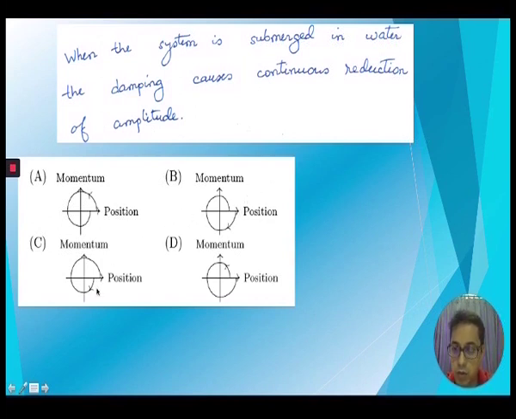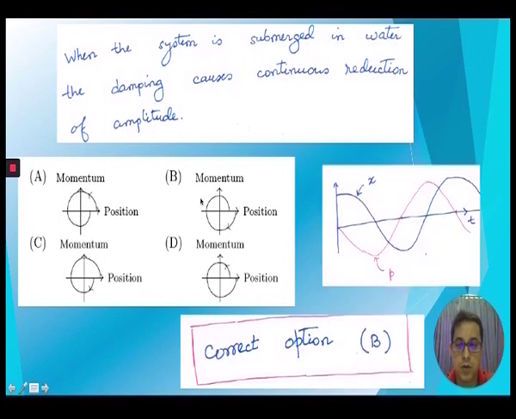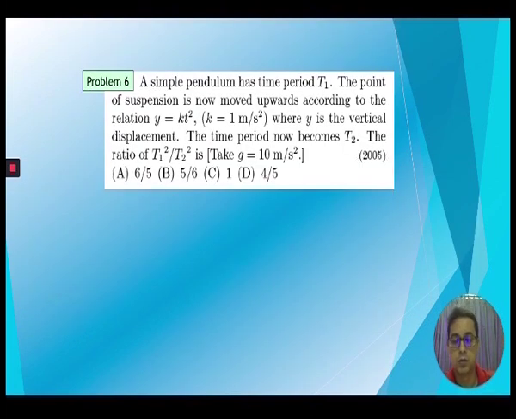But what about option C? Here also it is similar, but here you see it's coming back with an enhanced position, which cannot be the case because amplitude has to decrease. So quite clearly option B is the correct option. Alright, the correct option is B. Okay, this is a nice problem. So now let us work out another one.